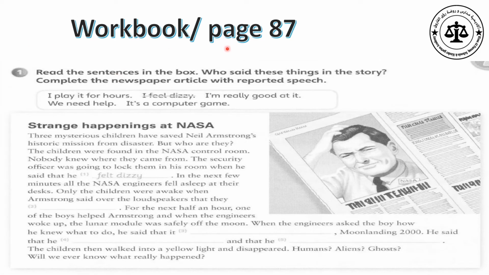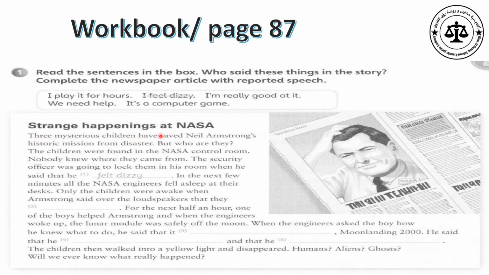Okay, go to page 87, exercise 1. Read the sentences in the book. Who said these things in the story? Complete the newspaper article with reported speech. I play it for hours. I feel dizzy. I'm really good at it. We need help. It's a computer game. Let's start reading.